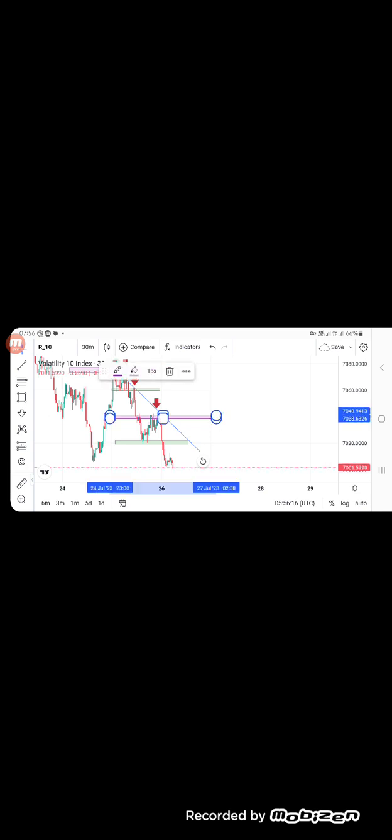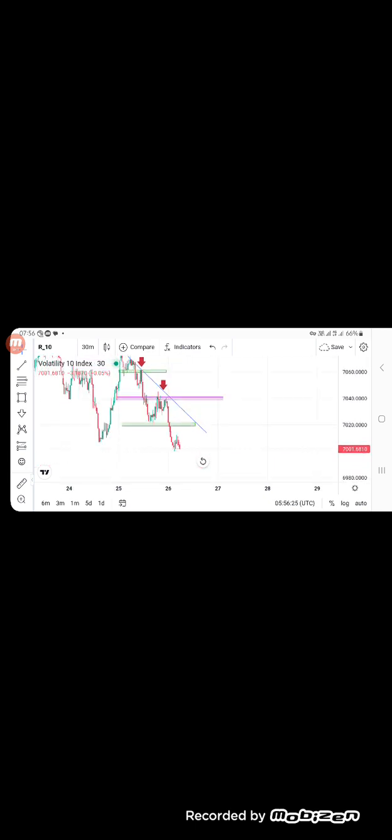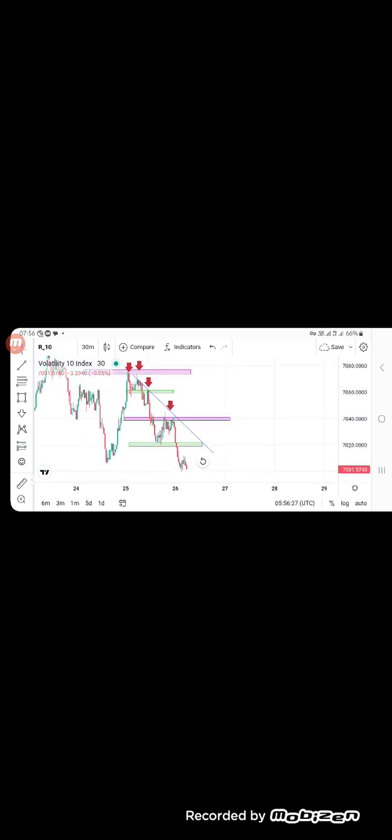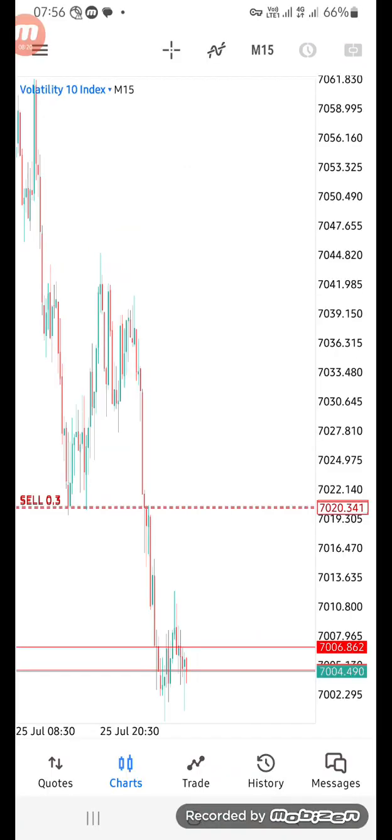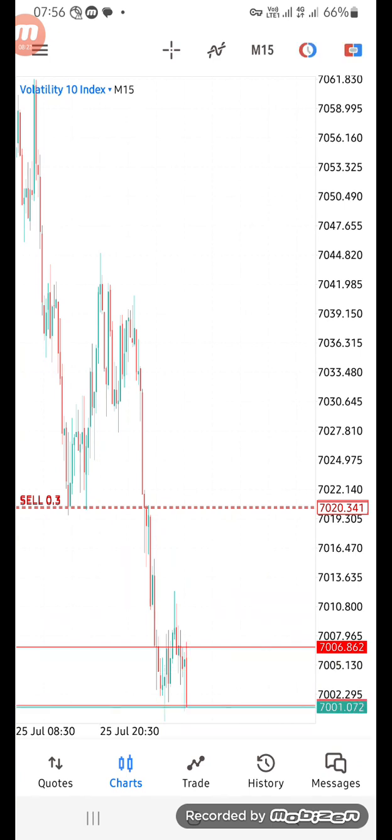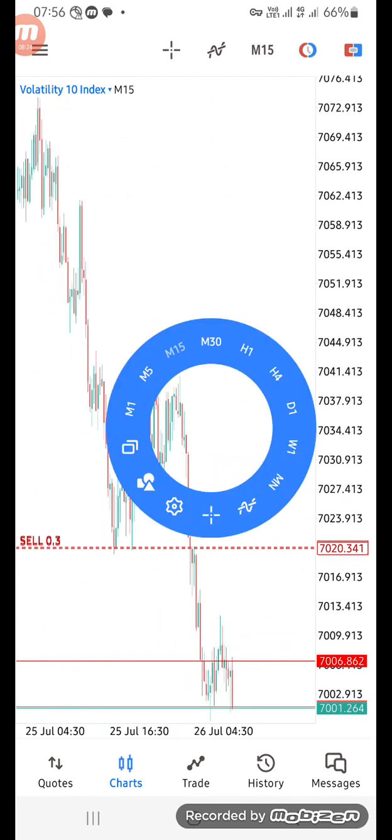Since I'm on a downtrend, I will only be looking at opportunities around these channels, these resistance. So I've identified my resistance. Now with this one, I took my sell on this point. Let's go to MT5. I took my sell around this part here, guys.